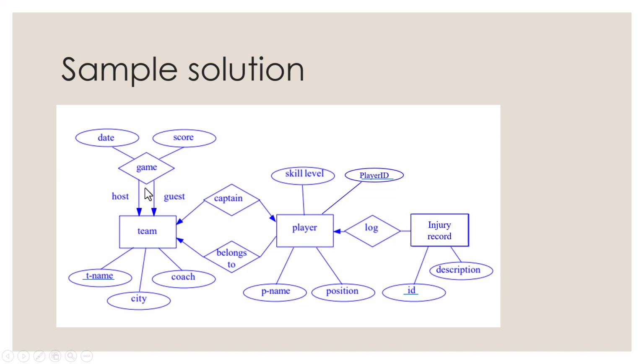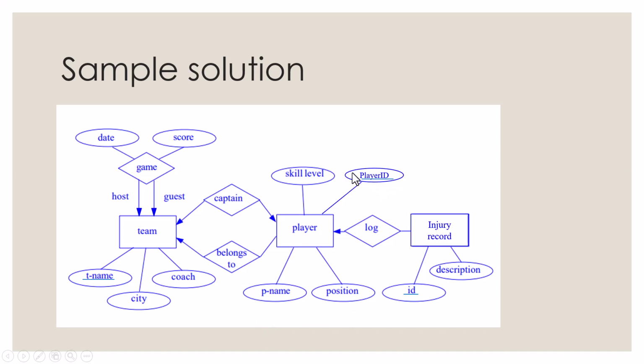Okay, and then we have games here. A team plays many games, so there's no arrow going in here, but a game has exactly one host team and one guest team. It has date and the score. Then we have team name. Team name is unique, then city and coach. And here for player, we have skill level, player's name, which is not unique because more than one person could have the same name, their position, and player ID. So this is going to be our primary key.